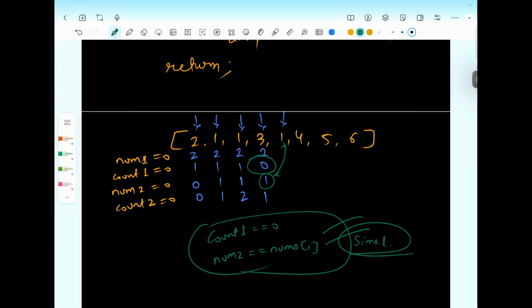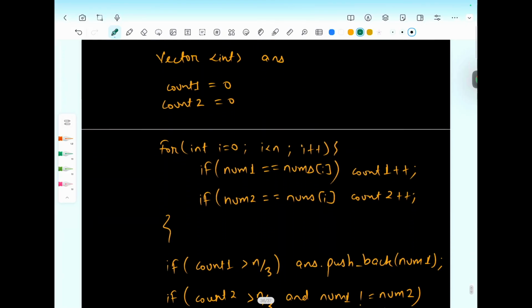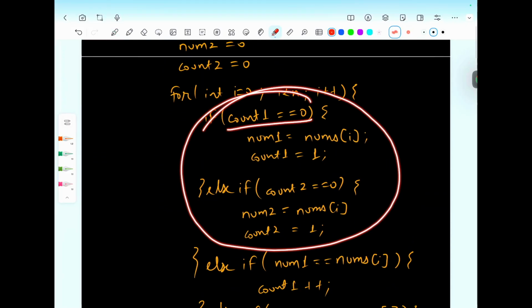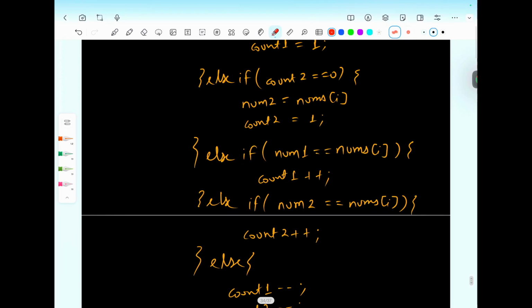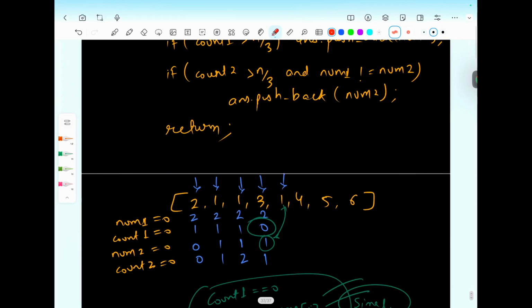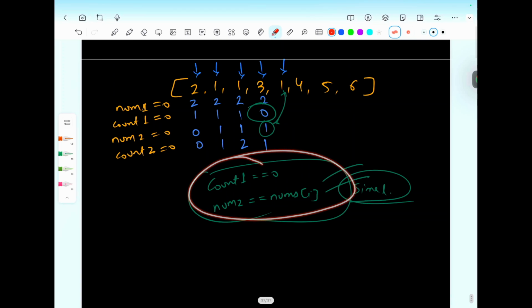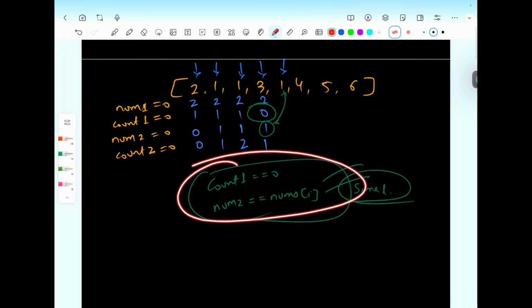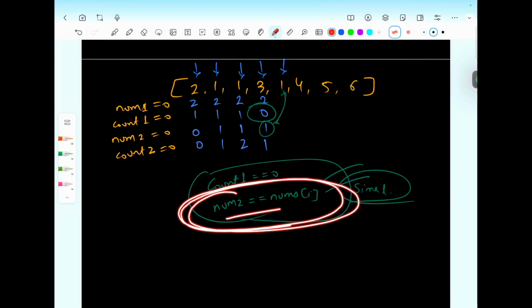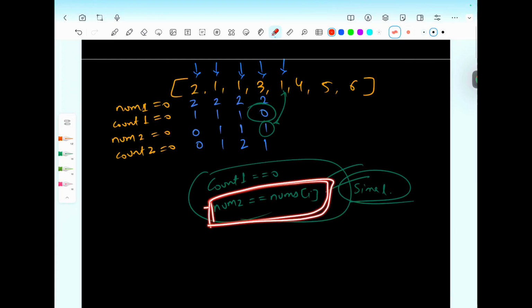According to the code we have written, we are giving the priority to the 0 condition. Means if count1 is 0 or count2 is 0, then they will be updated first, and the else if conditions will be skipped, right? Because in if else only one condition runs at a time, even though both conditions happen simultaneously here. So if we follow our code, it will fail, because according to this algorithm the first condition should be nums2 equals nums of i. Means we have to give the priority to this first, and after this the others.